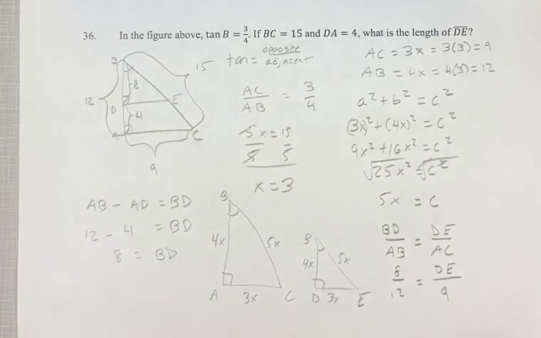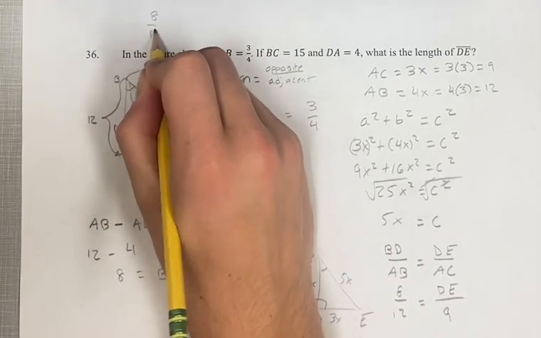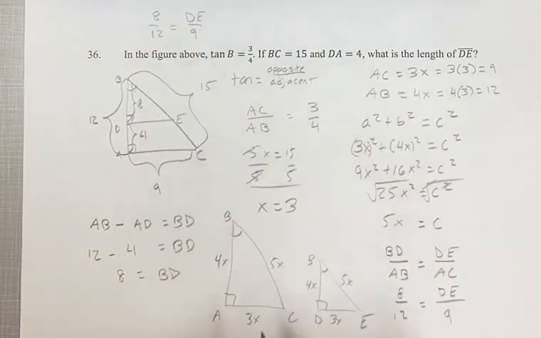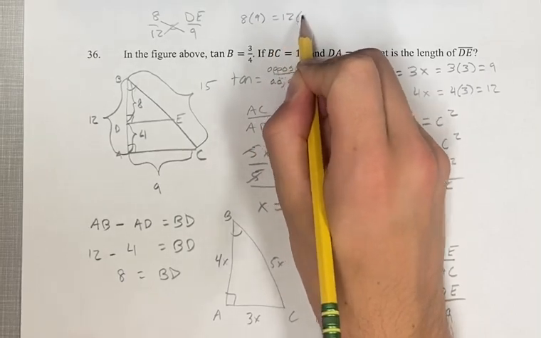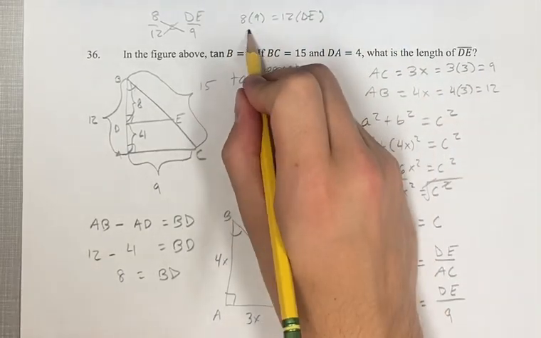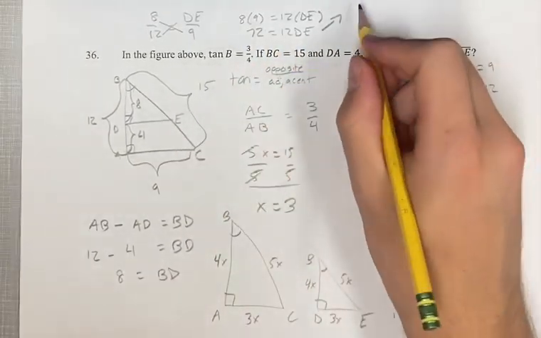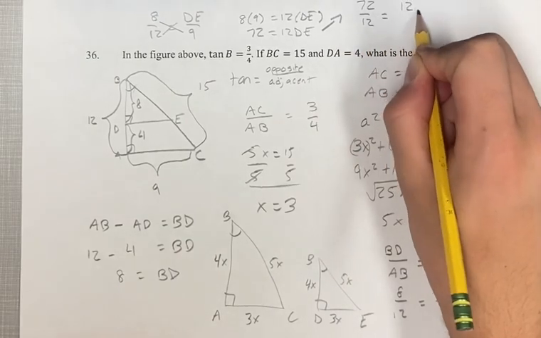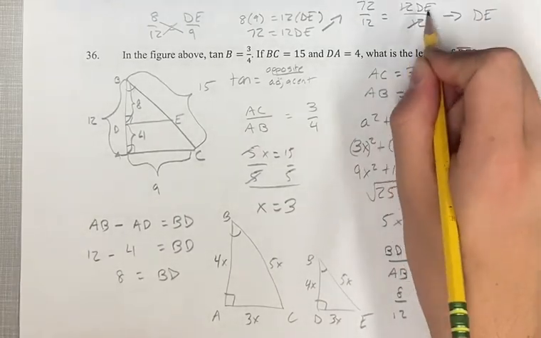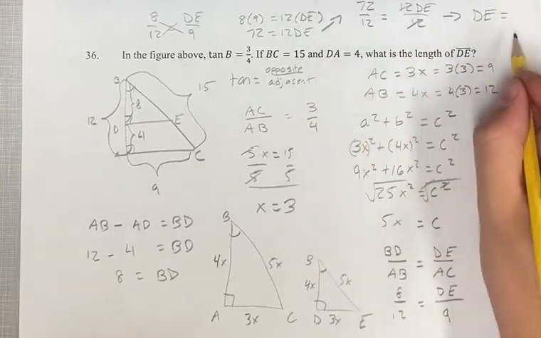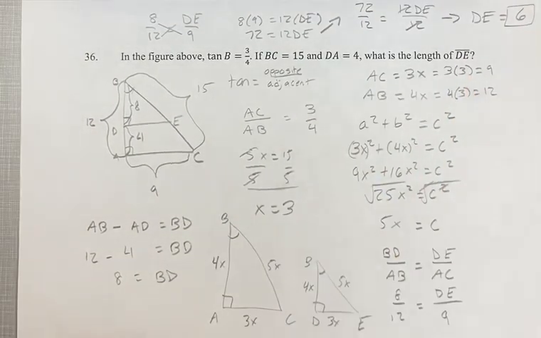So I'll write it up here. 8 over 12 is equal to DE over 9. I think the easiest way to solve this is by cross multiplying. So we have 8 times 9 is equal to 12 times DE. 8 times 9 is 72 is equal to 12 times DE. If we divide both sides by 12, we have 72 over 12 is equal to 12 DE over 12. This means DE is all that's left on this side, is equal to 72 divided by 12 is equal to 6. So 6, the length of DE, is going to be your final answer.